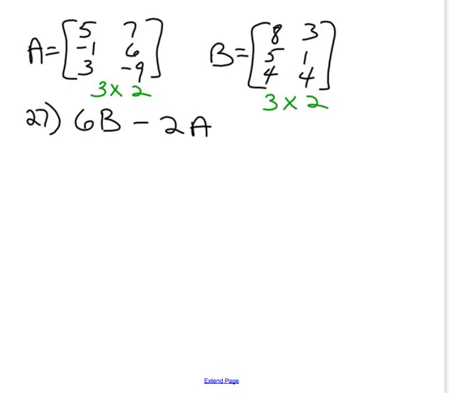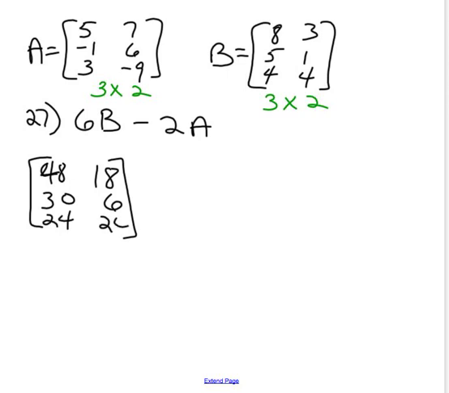I notice I have a 6 out in front of the B. Again, scalar multiplication, every element in matrix B will get multiplied by 6. So in reality, my first matrix will be 48 and 18 for row 1. Row 2 will be 30 and 6, because I'm multiplying 6 times 5, 6 times 1. And row 3 will be 24 and 24.